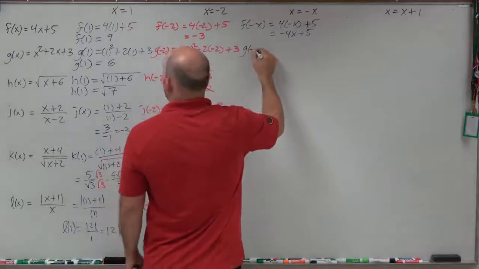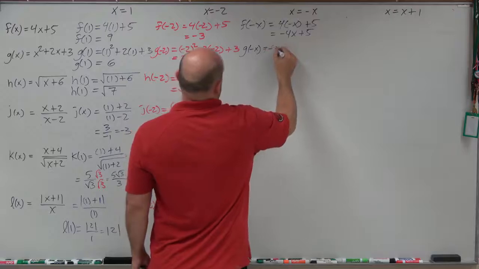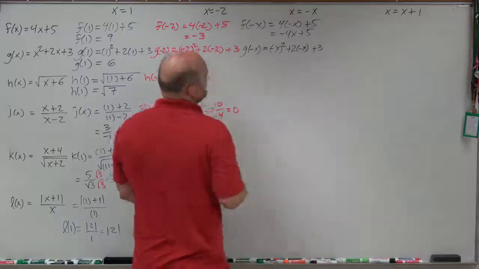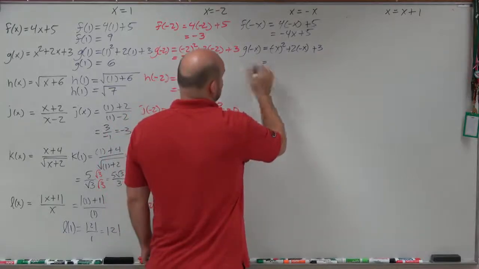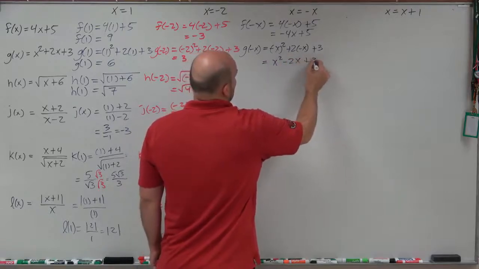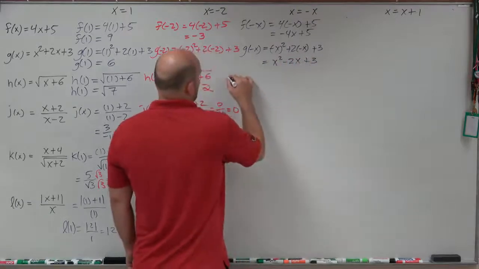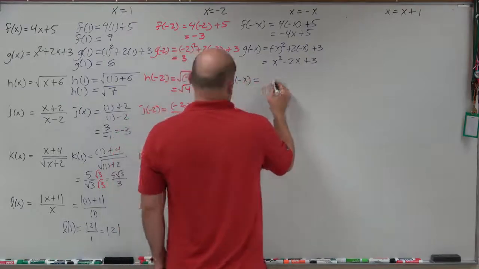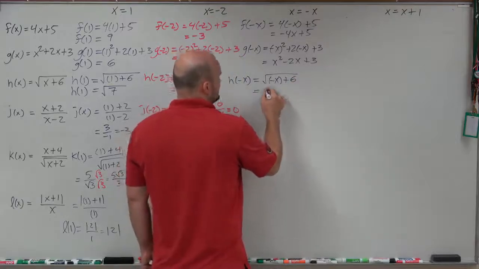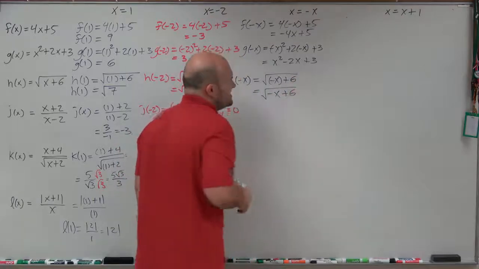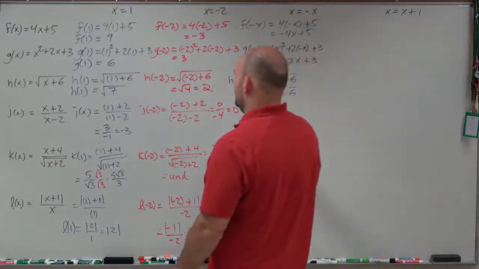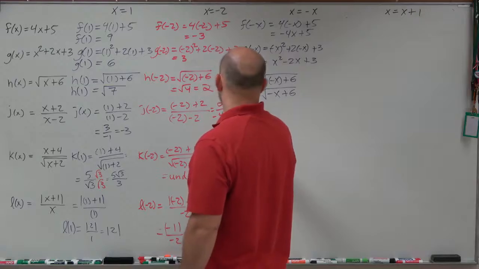Here I have g of -x, which is (-x) squared plus 2 times -x plus 3. So (-x) squared is going to now be a positive x squared. This becomes -2x, and then that remains the same as positive 3. h of -x equals the square root of -x plus 6. So I don't really need the parentheses here. That's just going to be negative x plus 6. So you can see how some of these can be very, very easy, right? And some of them might require a little bit of extra work.